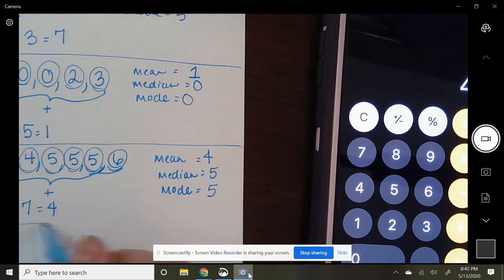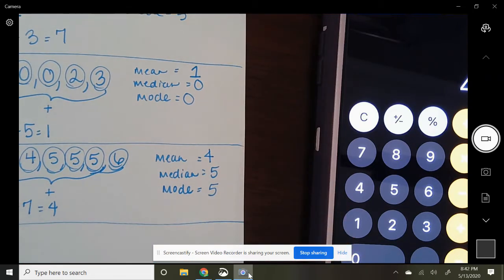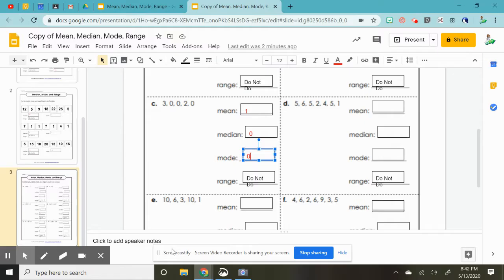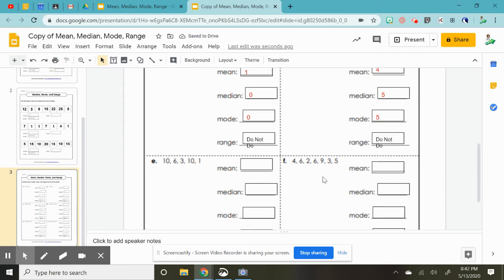We will go back and put this in our worksheet. 4, 5, and 5. Okay, we're getting so close, guys.